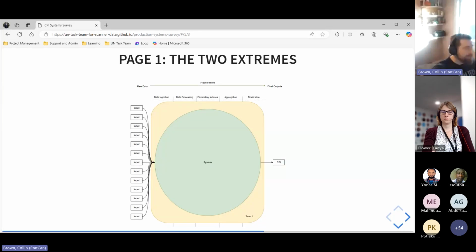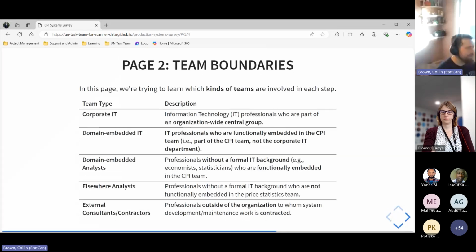The other extreme, which most organizations also probably don't look like, would be that you have one system and one team that handles absolutely everything and just produces the CPI. So it's a spectrum, right? We're trying to understand on what end of the spectrum teams fall, and most are going to be somewhere in the middle. That's the point of that question.